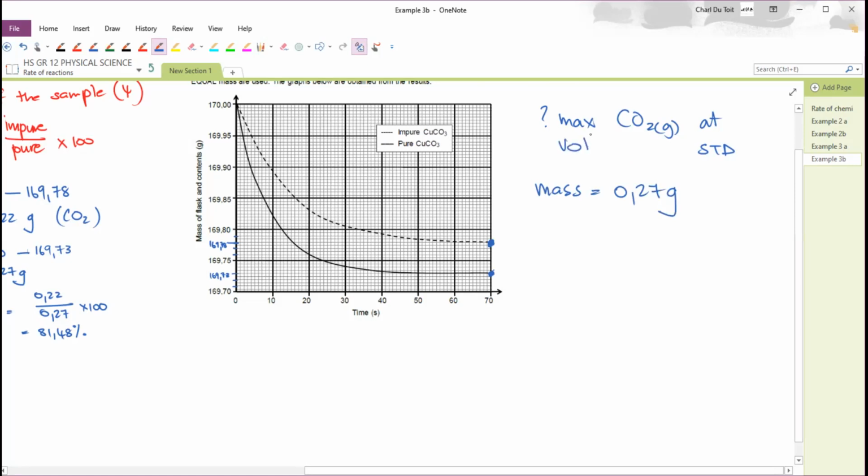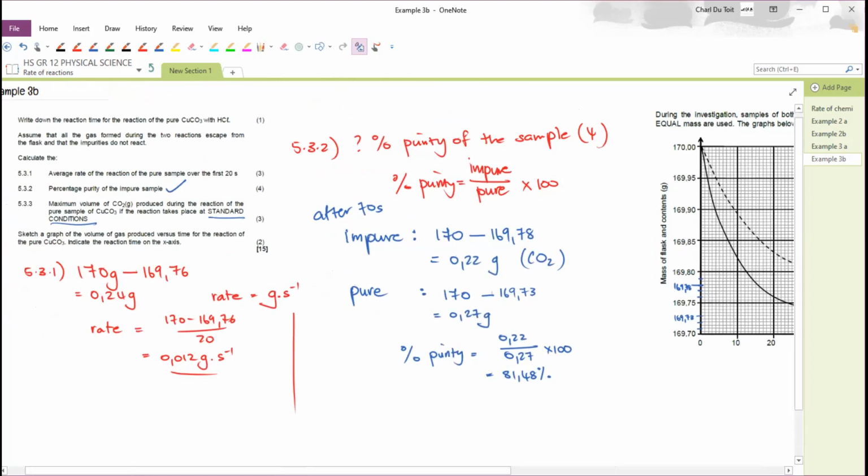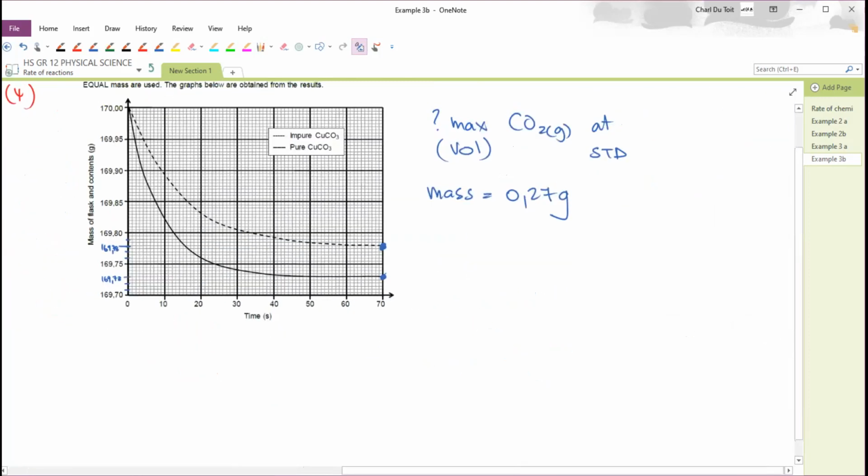This is probably a maximum volume. I don't see how they can refer to maximum what? The maximum mass we have, it's 0,27. So let's just look at that question again. Yeah, it's a maximum volume. And this we can all do. The moles is the volume over Vm, and STD means that the Vm value is going to be 22,4. So the volume equals the moles times Vm.